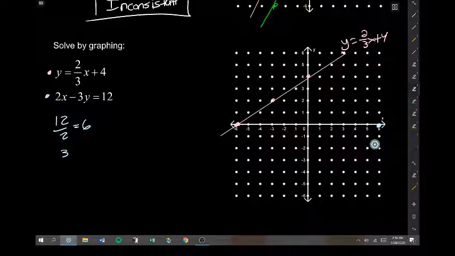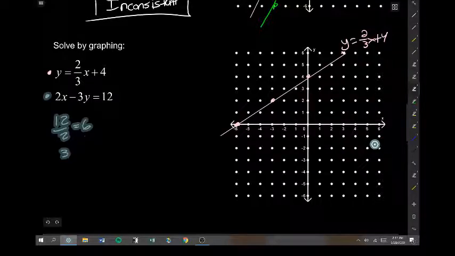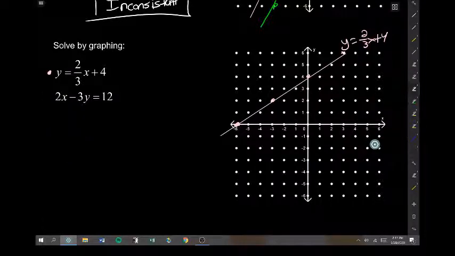Oh, let's change this. This is supposed to be a negative 12. Yeah, I'm going to change this really quick. So Grant, go back and edit this. I'm going to make that a 2x minus 3y equals negative 12. I hadn't typed that correctly, so I'm just going to fix it real quick.